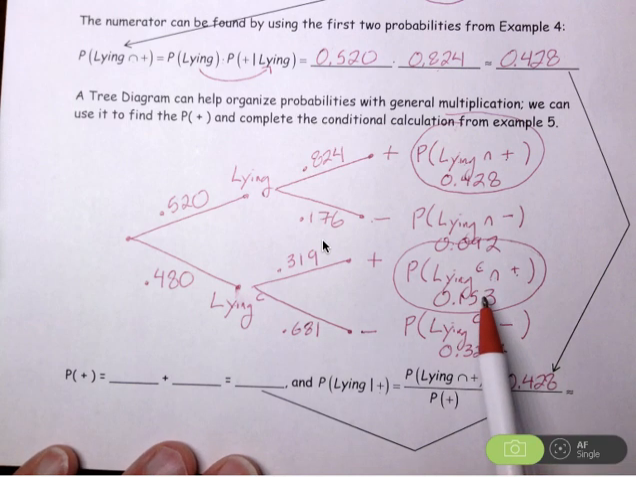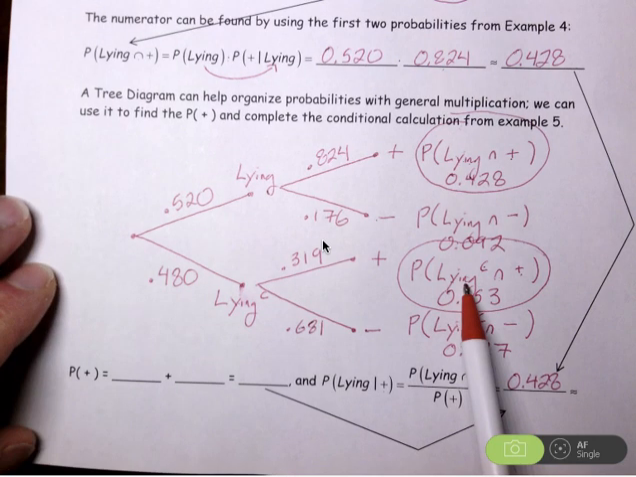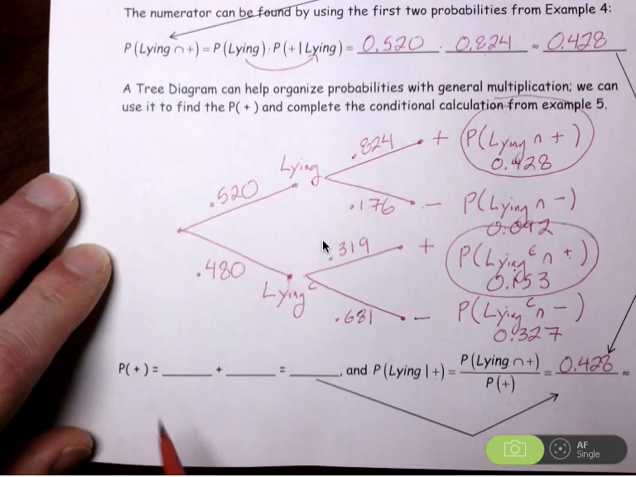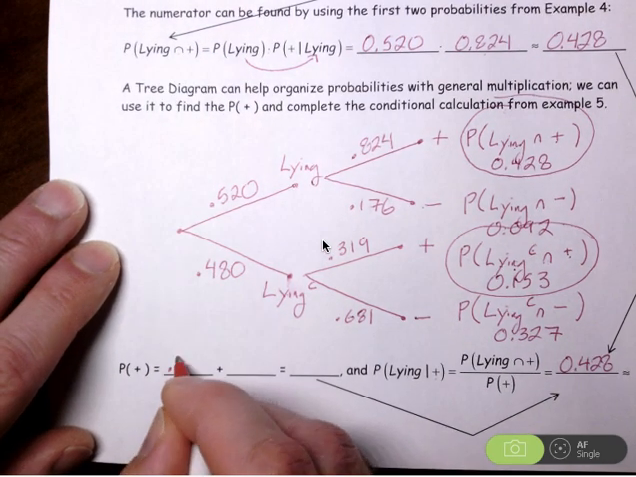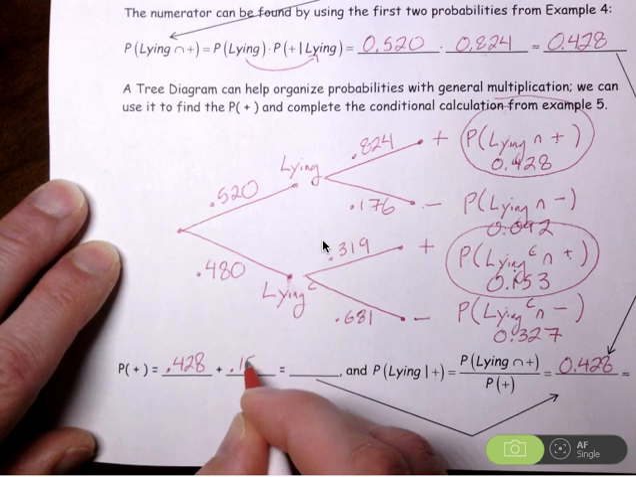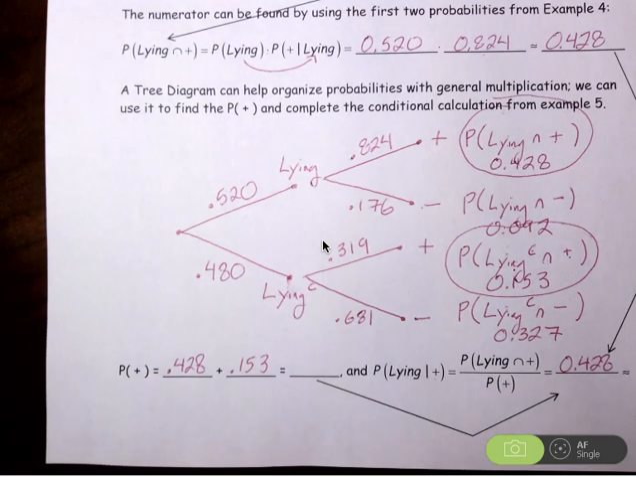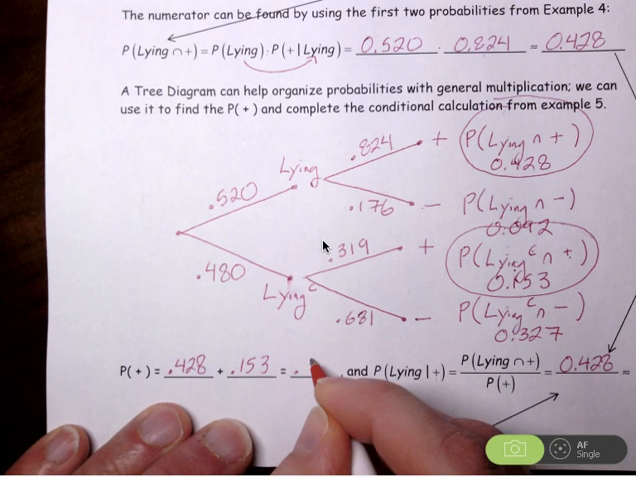They can't happen at the same time. You can't be lying and not lying at the same time. So it's perfectly acceptable to add these two probabilities together. I don't have to worry about if there's any overlap or if there's any double counting here because they can't happen at the same time. So the probability of a positive test result is the 0.428 plus the 0.153, that gives me 0.581.